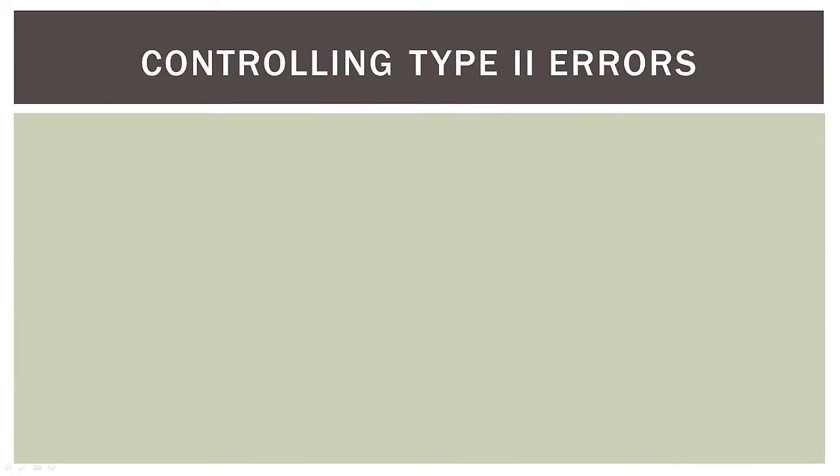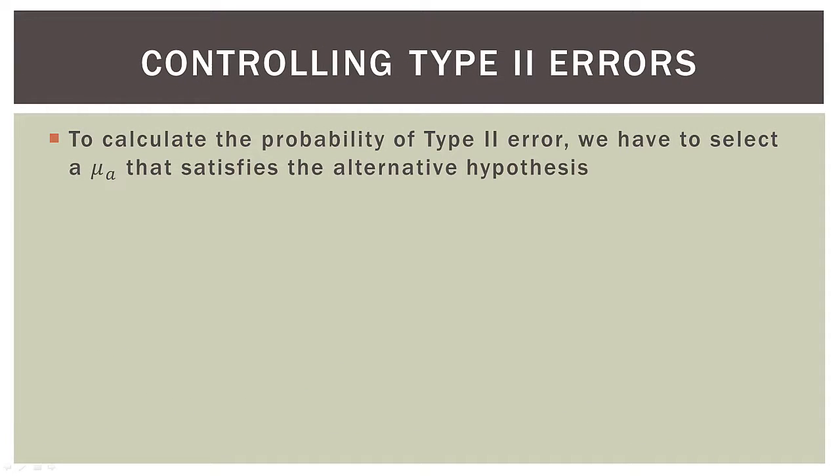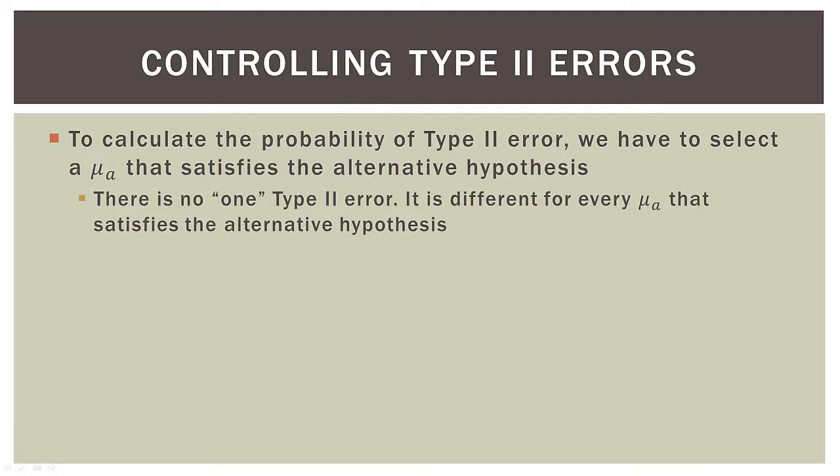So what about controlling type 2 errors? Now remember, to calculate the probability of type 2 error, we have to select an alternative population mean that satisfies the alternative hypothesis. There is no one type 2 error. It's different for every value of the alternative population mean that satisfies the alternative hypothesis.